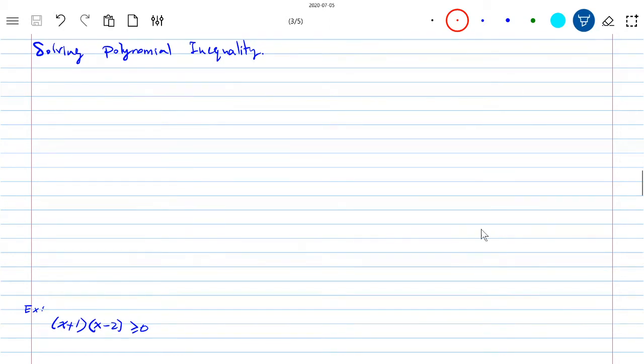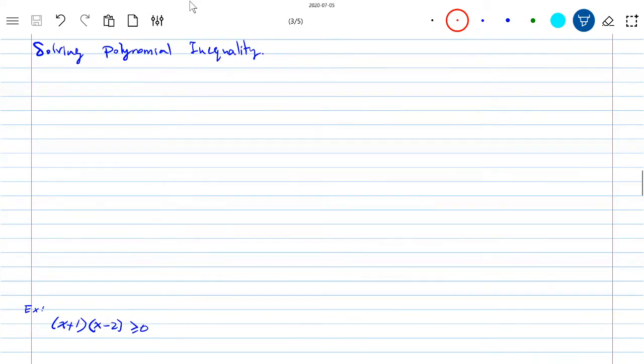Let's continue our lectures on polynomials. Finally, we're at this point now. We can discuss solving polynomial inequalities. We've talked about inequalities for linear equations, but we never discussed it for higher degree polynomials.